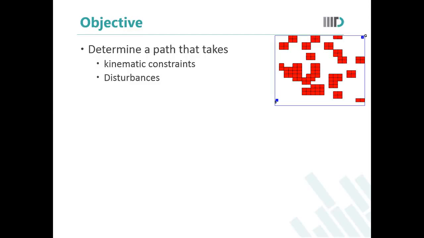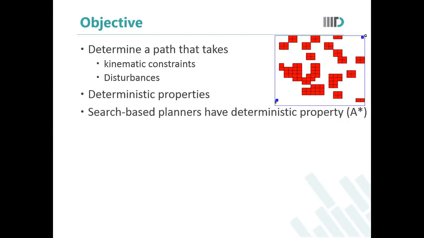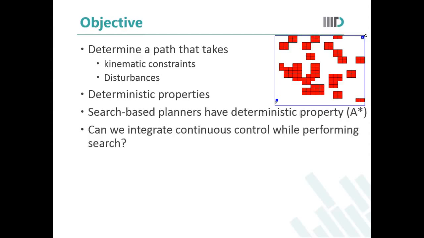So the objective of what we thought would be interesting is that we need to find a path with kinematic constraints and disturbances taken into account online, basically while planning itself. You want to ensure there are some deterministic properties while finding the path. The idea is to use search-based planners like A star, and try to integrate control while doing the search. The question of how we can do it is what will be covered in the next few slides: how to integrate control with A star.